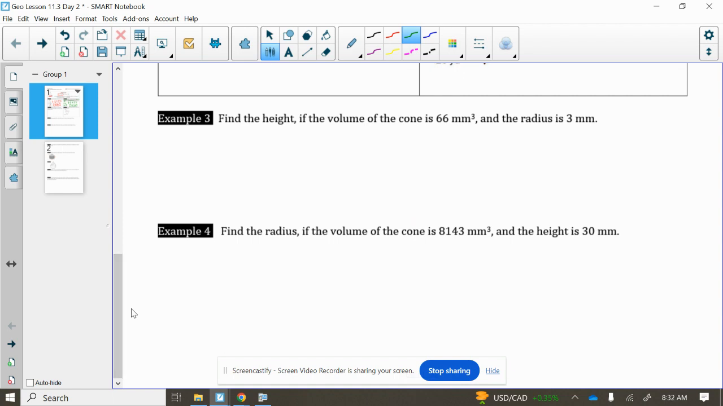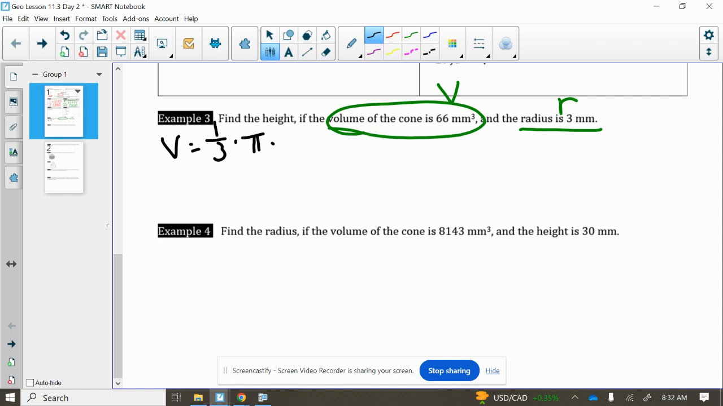All right, down below in example 3, we are actually being given this time the volume, and we are being asked to work backwards to find the height given a radius value of 3. So again, we know our formula is 1/3 times pi times the radius squared times the height. So this time we can plug in these values, the first being our volume, which is 66, and then the second being our radius value of 3. And our goal is to get the h value by itself.